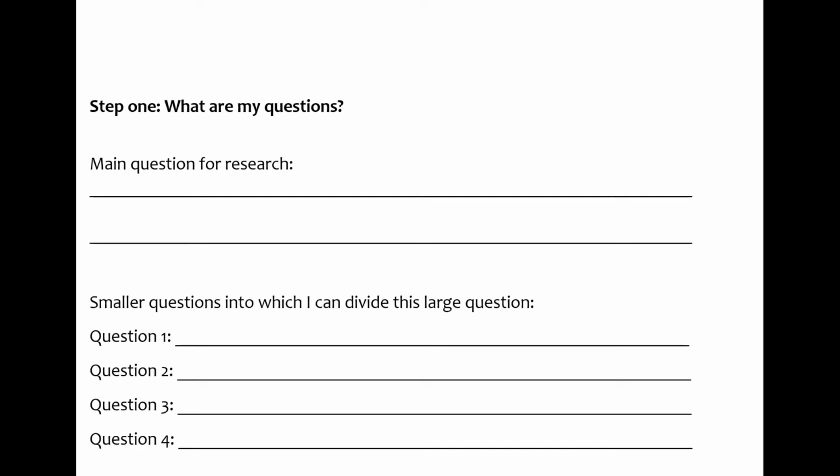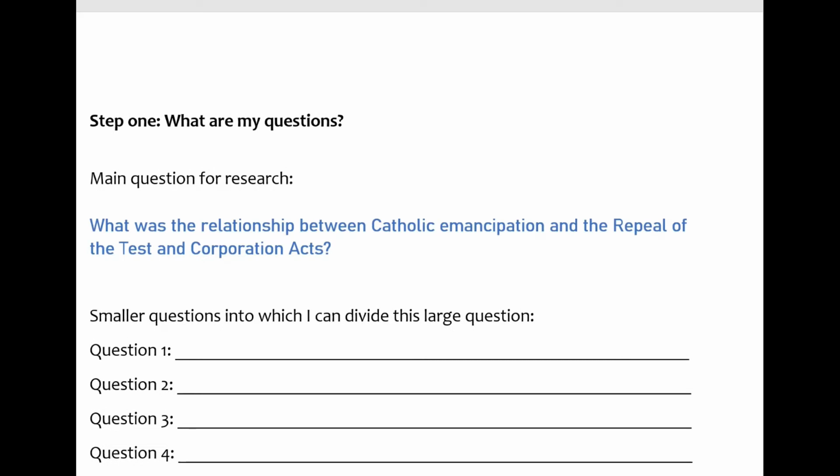So first, I'm going to start with the larger research question that I have and add that to my worksheet. So for the purposes of this example, let's say that my larger question is, what was the relationship between Catholic emancipation and the repeal of the Test and Corporation Acts? So the first thing I want to do is break this up into smaller questions.